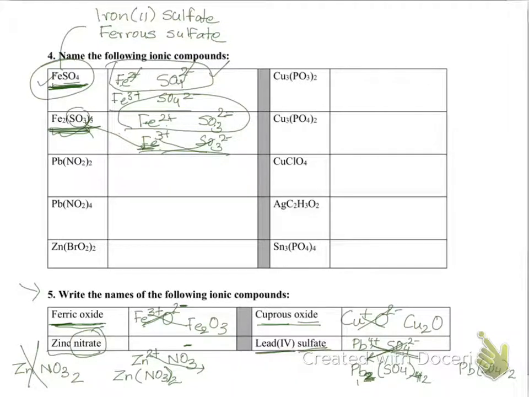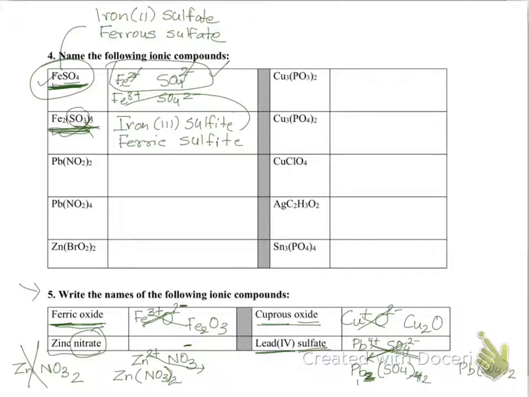So then what will be the name? It will be, let me erase that. It will be iron. You can say systematic name iron 3 sulfide because SO3 is sulfide, or ferric sulfide.